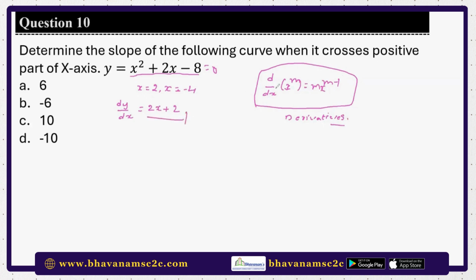And what is the question? It crosses the positive part of the x-axis. And here the positive value of x we got is 2. And hence it will be 4 plus 2, which is equal to 6.